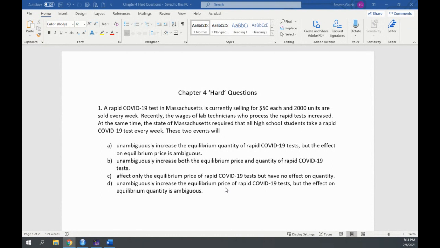price is ambiguous. B, unambiguously increase both the equilibrium price and quantity of rapid COVID-19 tests. C, affect only the equilibrium price of rapid COVID-19 tests, but have no effect on quantity. D, unambiguously increase the equilibrium price of COVID-19 tests, but the effect on equilibrium quantity is ambiguous. Okay, so let's go to the whiteboard and solve this.